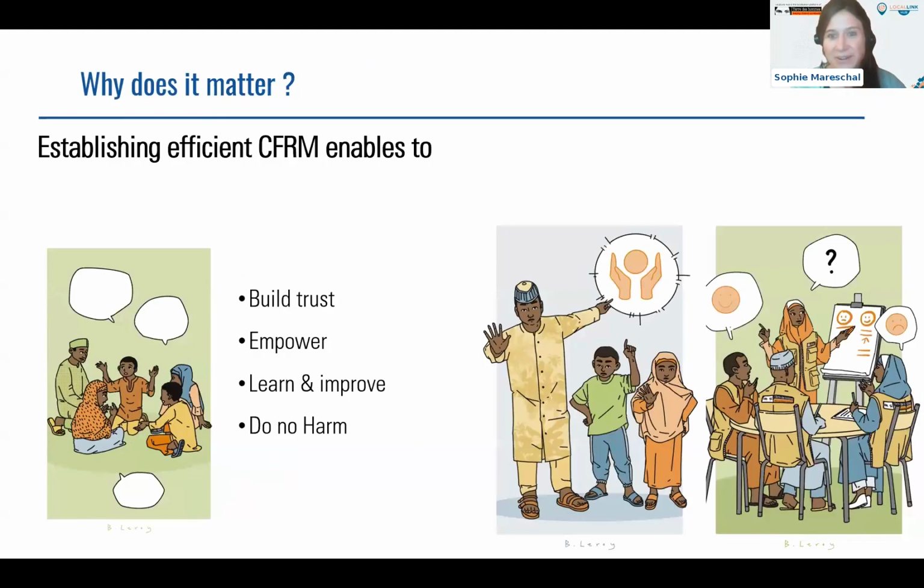So why does it matter? We had a question in the poll on this, but I'm sure that you've experienced that already: if we manage to establish efficient complaint and feedback response mechanisms in combination with the other pillars linked with accountability, it enables us to really build or strengthen trust with the communities, empower the groups we work with and for, learn and improve continuously, and prevent harm from happening. Or if negative effects and harm are happening as part of a project, it enables us to readjust quickly and eventually repair the harm that would have been caused.